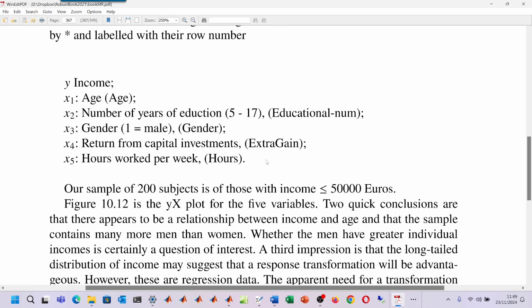So today's data are income from an Italian municipality. The response is income, but it comes from a sample of 200 subjects from a larger database, and is of those with an income less than or equal to 50,000 euros a year. The first variable is age. Second is number of years of education, which runs up to completing MSc degrees. There's gender. There's a return from capital investments, which is called extra gain, and there is hours worked per week.